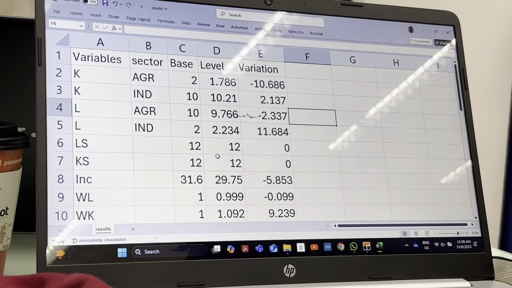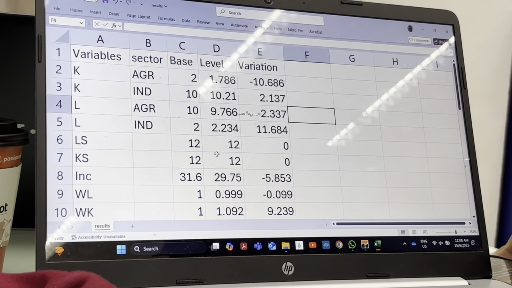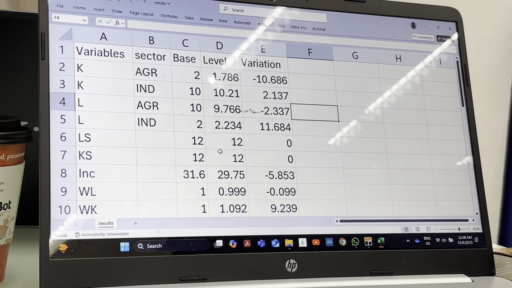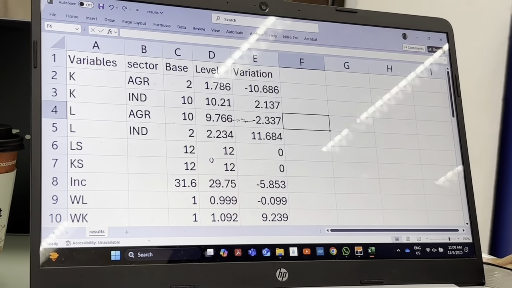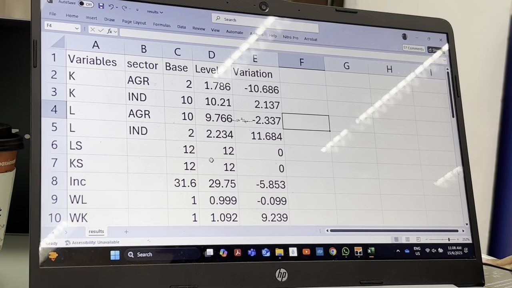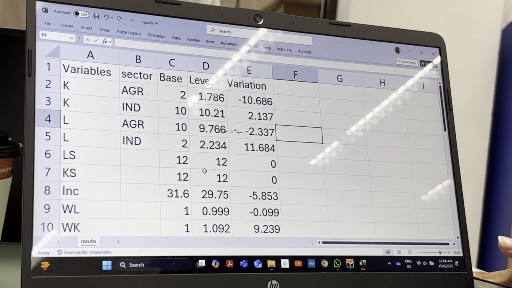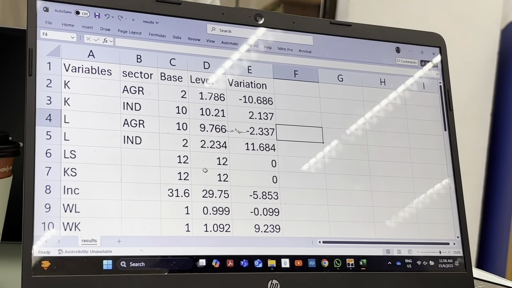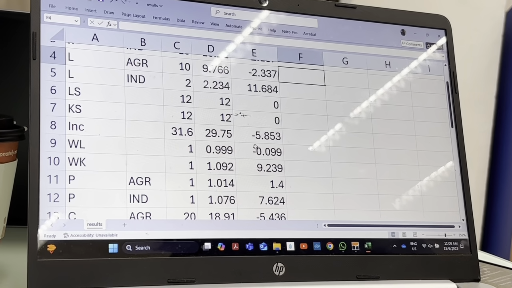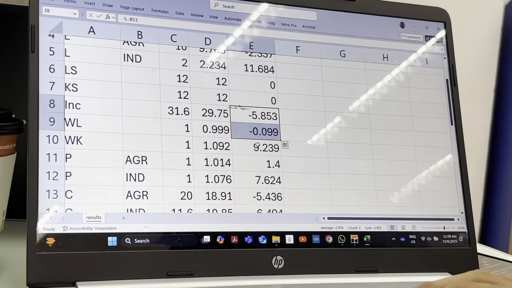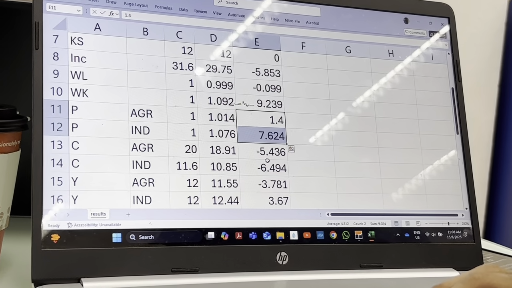Here are the results. We can see that K for agriculture and industry gives a different result. For K, the change is decreasing for agriculture, but for industry, the change is increasing. For labor, L, agriculture also decreases while industry increases. For income, WL also decreases here, but WK increases. P for both industries increases.